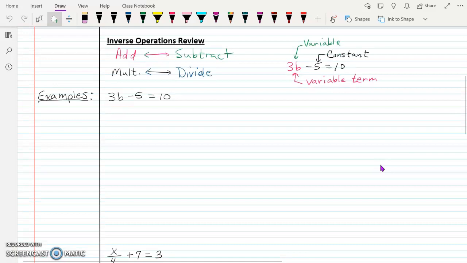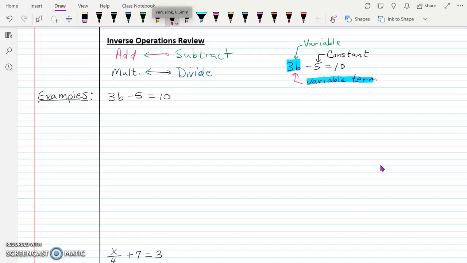Okay, so we see our first example is 3b minus 5 equals 10. We want to note that 3b, the entire 3b, is called the variable term. b is the variable, and the negative 5 is the constant. When I use those terms, I'd like for you to make sure you understand them. So in this example, 3b minus 5 equals 10.